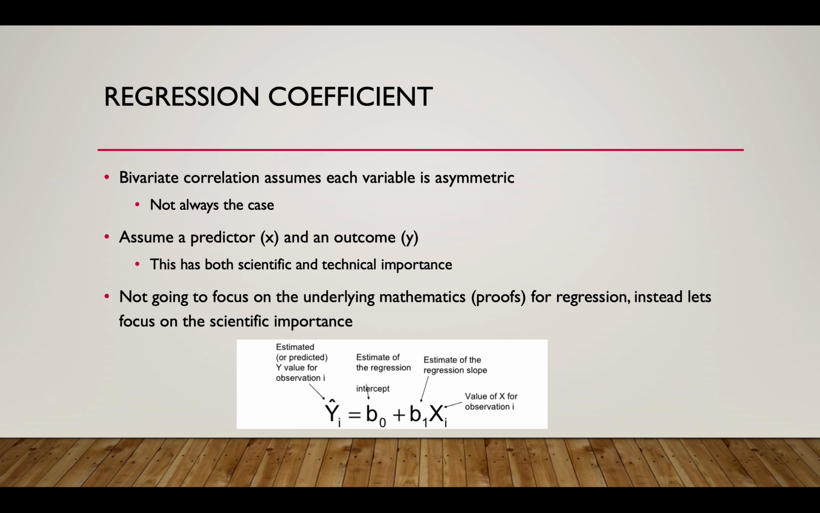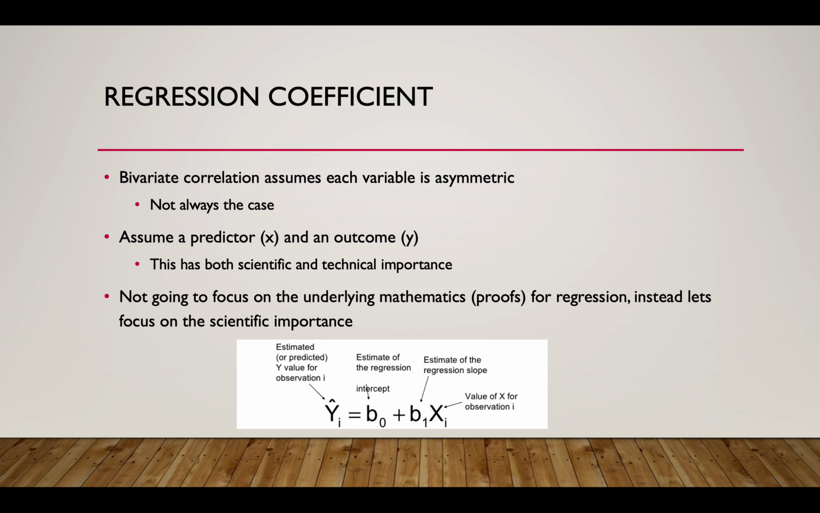And that's the basic idea behind regression. You have an intercept, that is the average, and then you have some value that explains the magnitude of deviation from that average as a function of x. X explains why you are 1.3 away from the average, or something along those lines. So we assume that there's a predictor and an outcome, and that they have both scientific and technical importance.